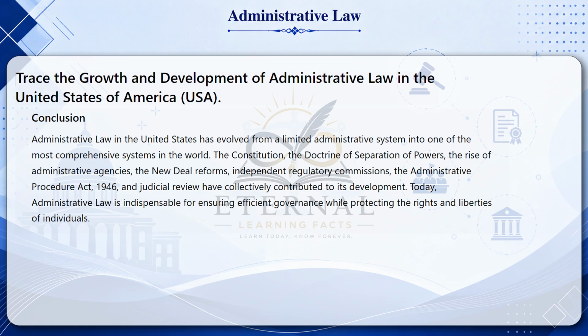Conclusion. Administrative law in the United States has evolved from a limited administrative system into one of the most comprehensive systems in the world. The Constitution, the doctrine of separation of powers, the rise of administrative agencies, the New Deal reforms, independent regulatory commissions, the Administrative Procedure Act 1946, and judicial review have collectively contributed to its development. Today, administrative law is indispensable for ensuring efficient governance while protecting the rights and liberties of individuals.